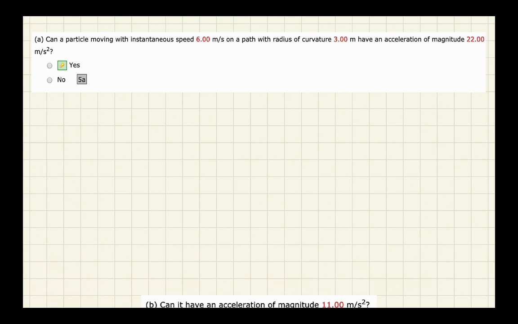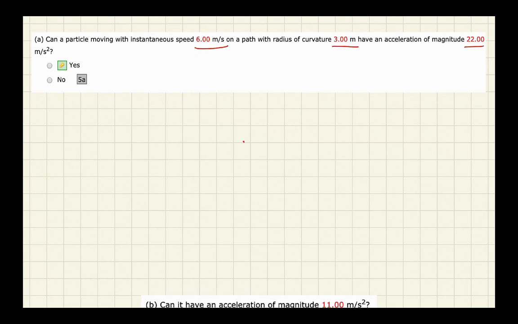The last question on this problem set is another conceptual question. So it's not really asking you to quantify an answer. It's asking you to respond with explanation. So the question says, can a particle moving with an instantaneous speed of 6 meters per second on a path with radius of curvature 3 meters have an acceleration of magnitude 22 meters per second squared?